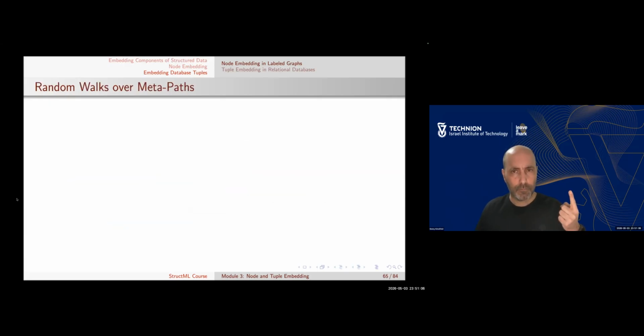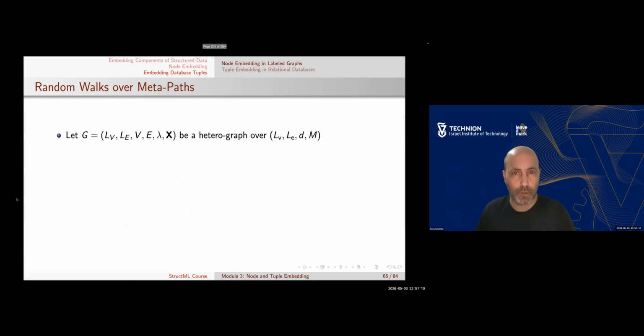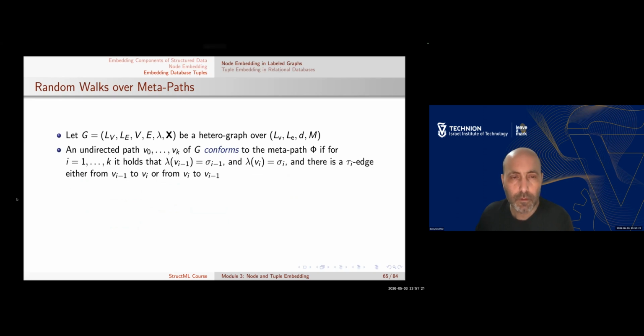Okay, so from metapaths, we get this idea of random walks over a metapath. Suppose that we have a heterograph over a heterograph schema. I'm not going to remind the definitions; it's not critical now. What we need is to understand that an undirected path, which is a sequence of nodes from the graph, conforms to the metapath phi if the label of every v_i is sigma_i, and there is a tau_i edge either from v_{i-1} to v_i or from v_i to v_{i-1}. It basically means that the schema of this path is the meta path.